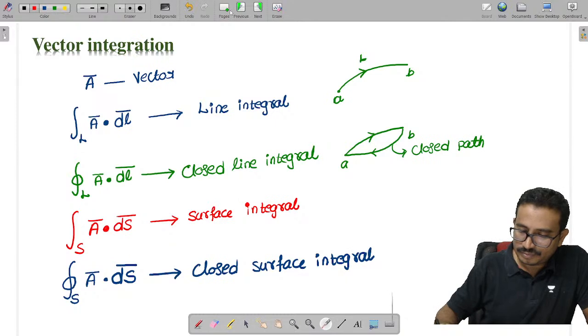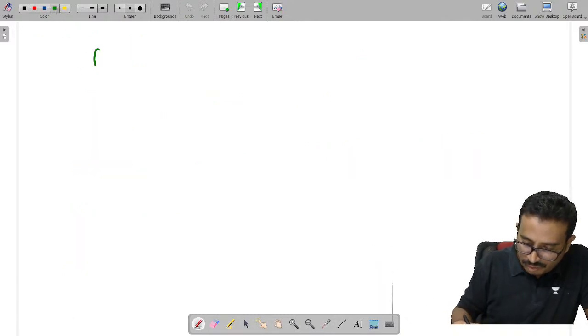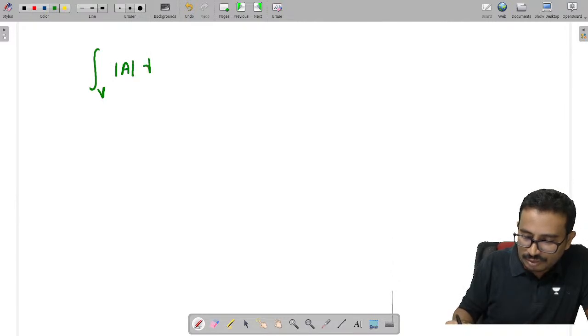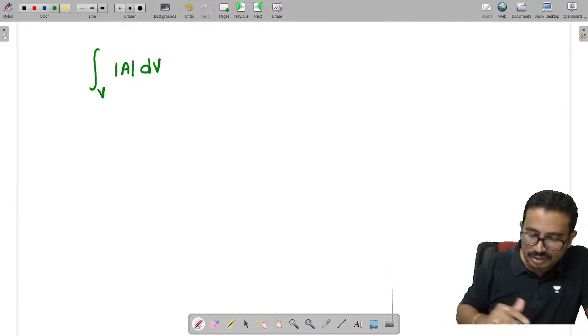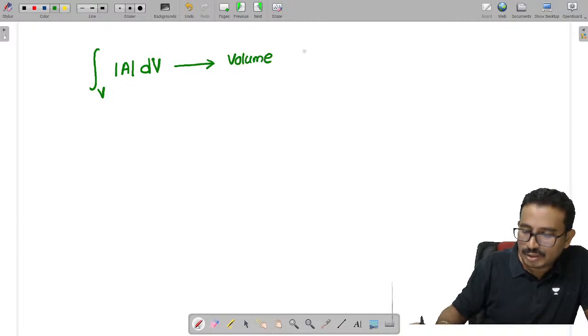Next, the volume integration, which we can indicate as the volume integration of the magnitude of this vector into dv. This is called a volume integral.